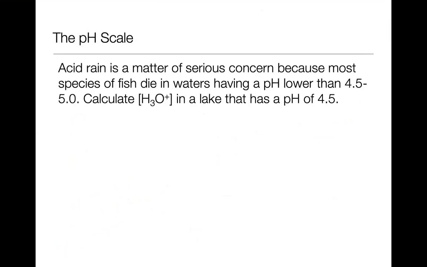There we go. All right, so again, hopefully you have your calculators with you. We'll do another problem. It says acid rain is a matter of serious concern because most species of fish die in water having a pH lower than 4.5 to 5. So this is a kind of old question that I wrote a while ago.